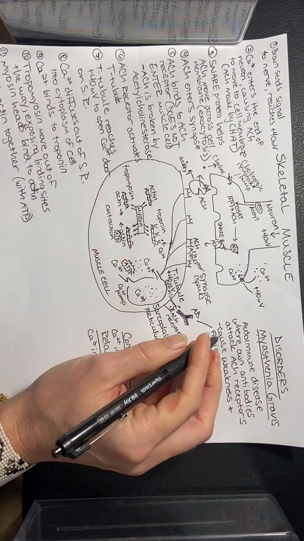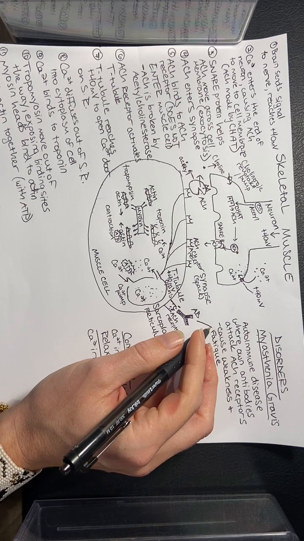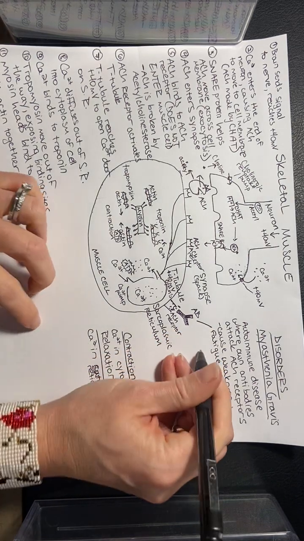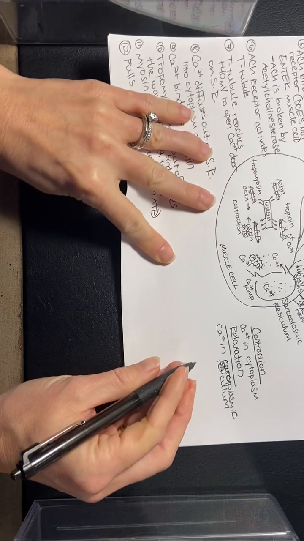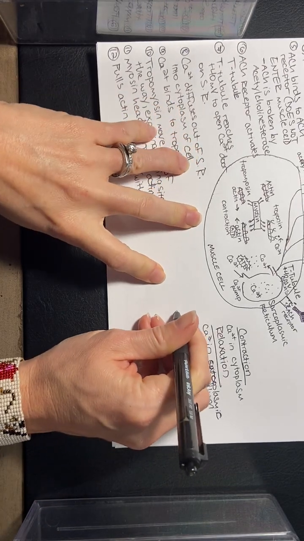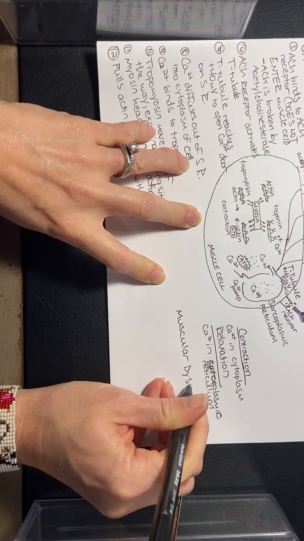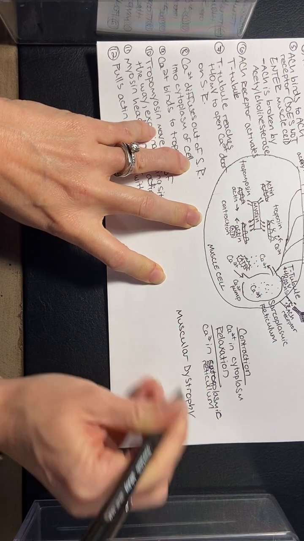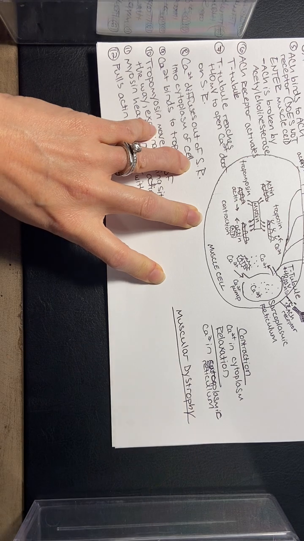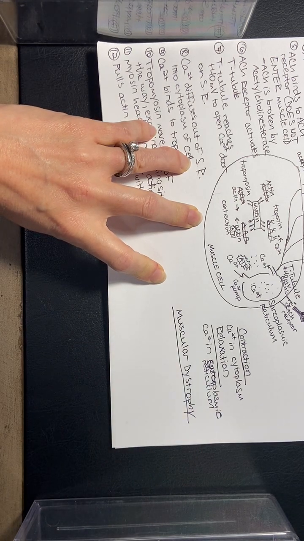There is another disease, which is called muscular dystrophy. Let's do that one down here where we have a little room. So we have muscular dystrophy, and I guarantee that you have all seen someone with muscular dystrophy.